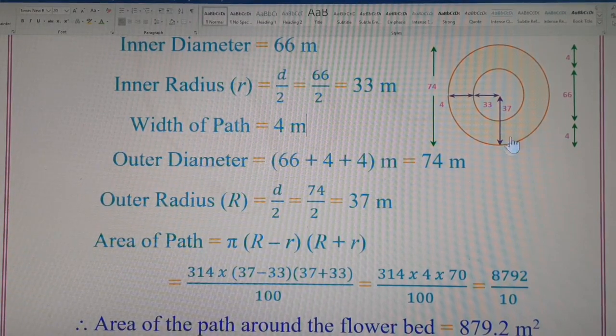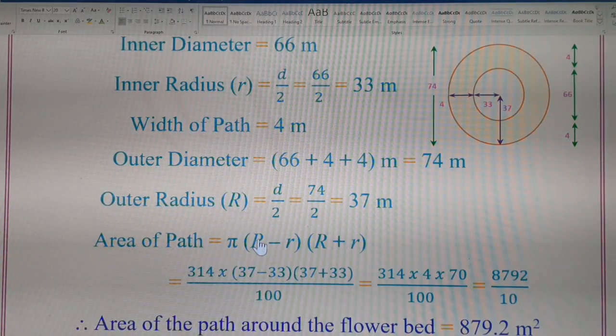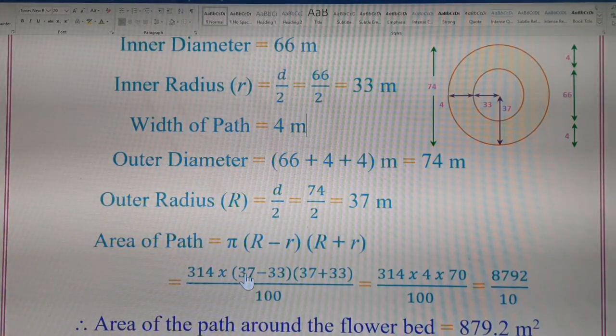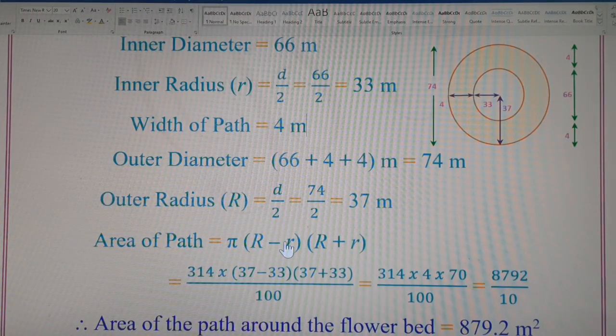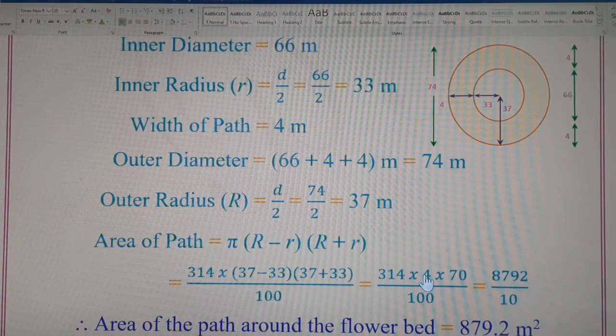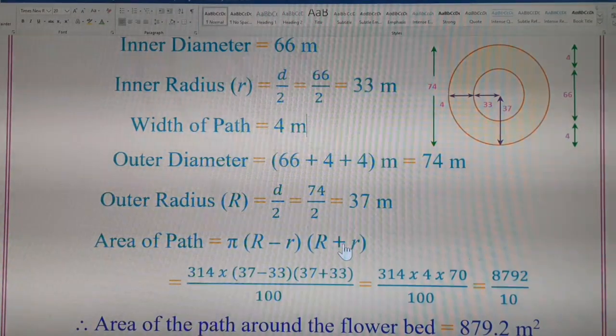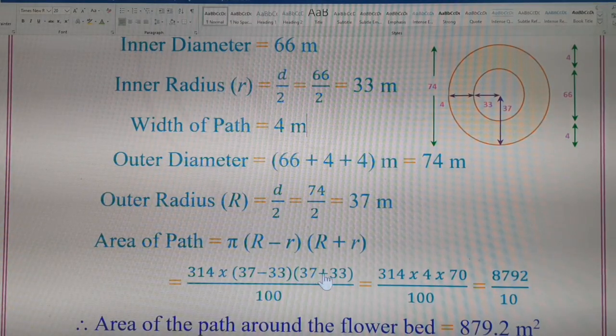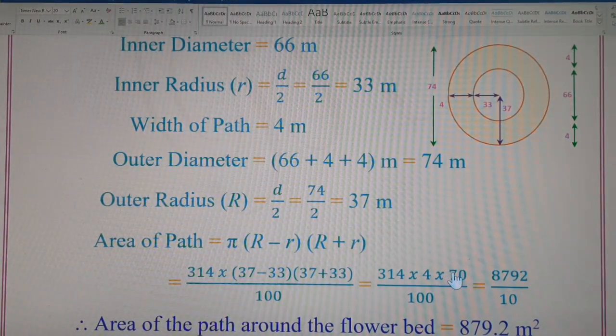Now we'll calculate the area of the path by using the shortcut formula, that is pi bracket R minus r, bracket R plus r. Pi's value we will substitute as 314 upon 100. Capital R means outer radius, which is 37. Inner radius small letter r is 33. 37 minus 33, our answer will be 4. Similarly, capital R plus small letter r, outer radius plus inner radius, is 37 plus 33. Our answer will be 70.